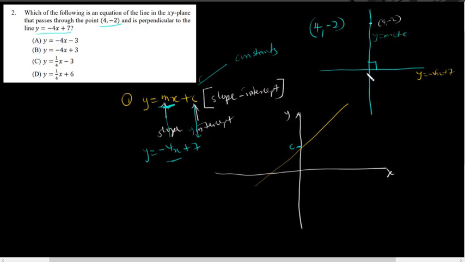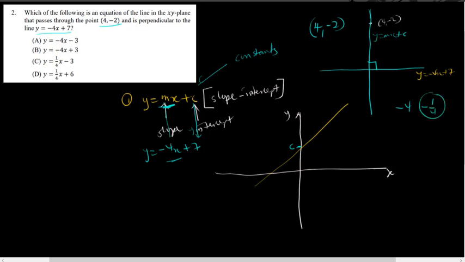We don't know this, and because the gradient of this line is negative 4, the gradient of the line that will be perpendicular to this will be the negative reciprocal. I'll talk about this more here. And what we mean by negative reciprocal is this: the gradient of this line is negative 4. If you reciprocate negative 4, you have negative 1 out of 4.